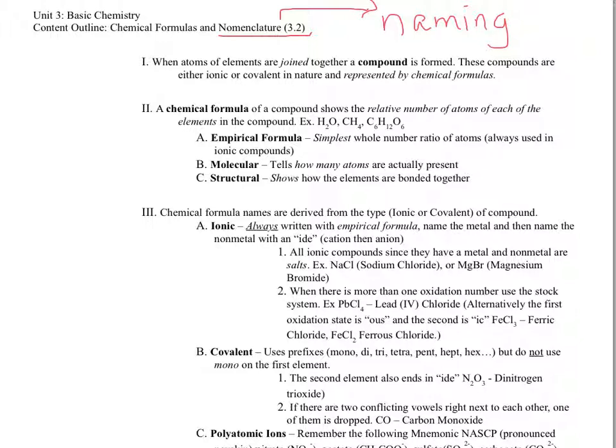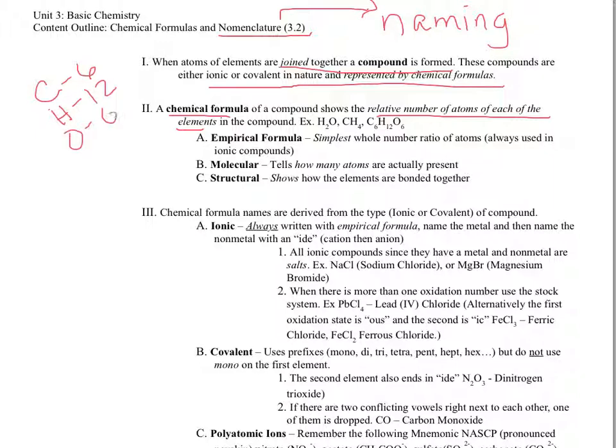When atoms are joined together, a compound is formed, and we represent that compound, whether it's ionic or covalent, with a chemical formula. The formula tells you the relative number of atoms of each element in that compound. So for example, H2O, we know that in that compound we have 2 hydrogens and 1 oxygen. For sugar, C6H12O6, that tells us I have 6 carbons, 12 hydrogens, and 6 oxygens.